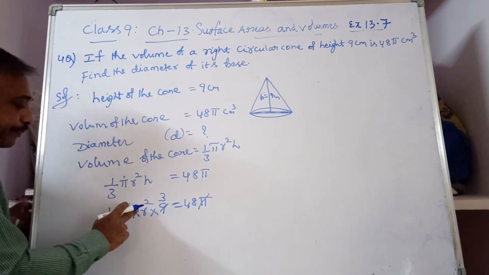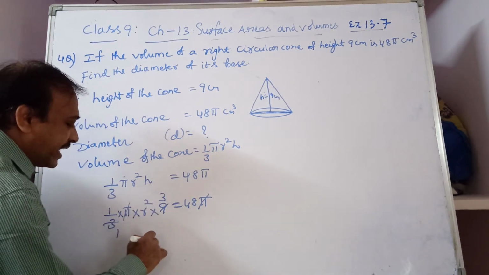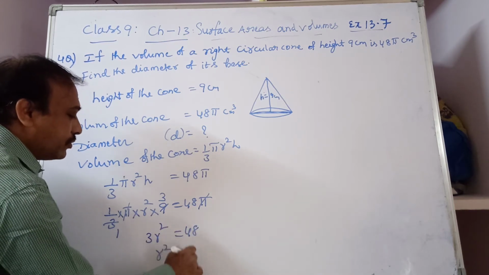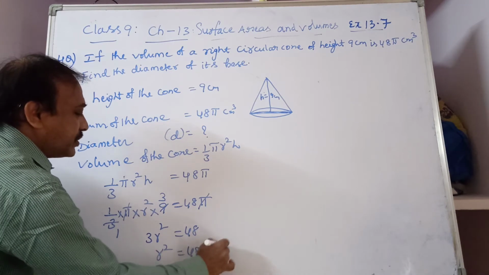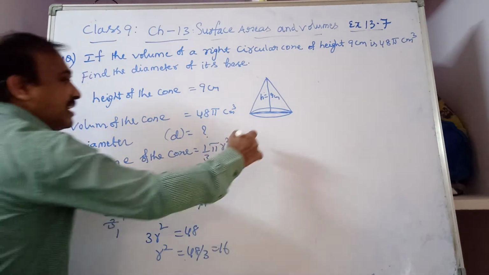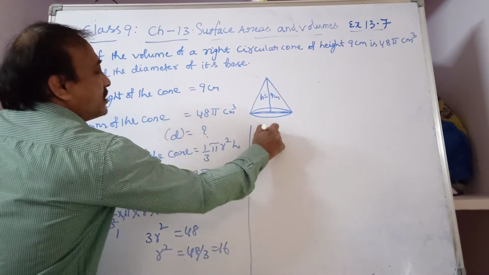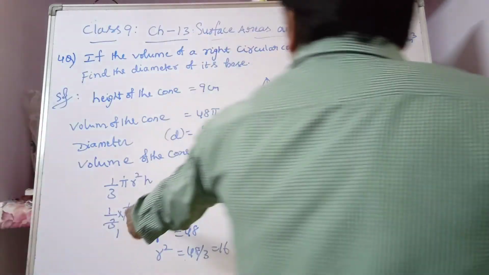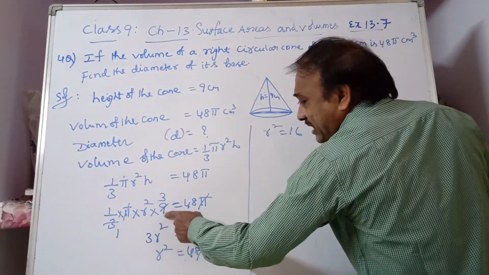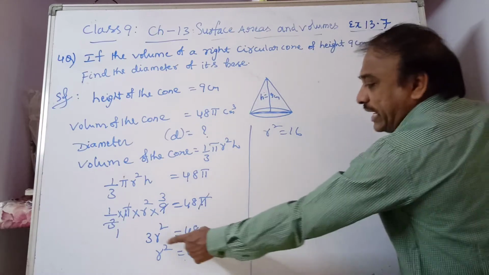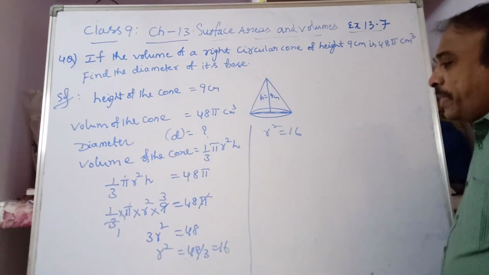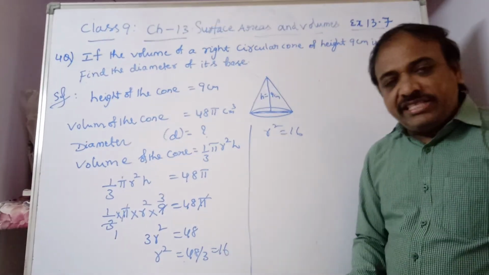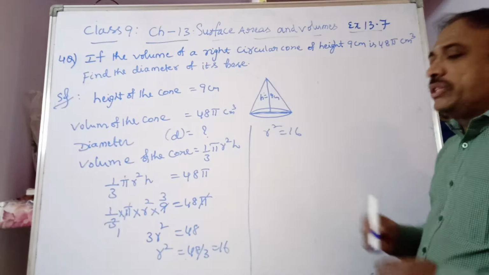Now 3 into r square. 3r square is equal to 48. Then r square is equal to 48 by 3, which is equal to 16. Observe it. Here we cancel the pi. 3 ones are 3, 3 threes are 9. So 3 r square is equal to 48. Then transpose 3 to this side. 48 by 3: 3 ones are 3, 16 threes are 48. So r square is equal to 16.